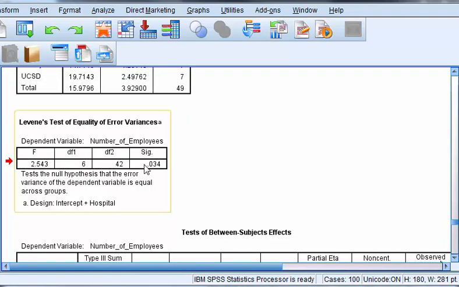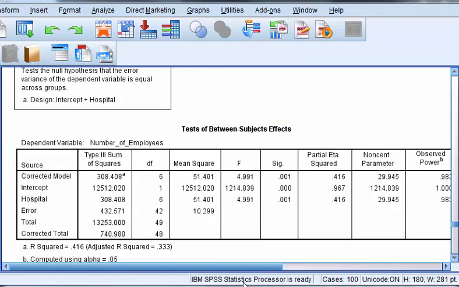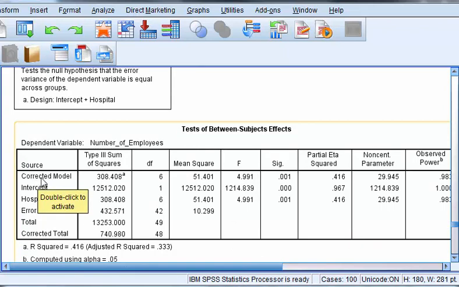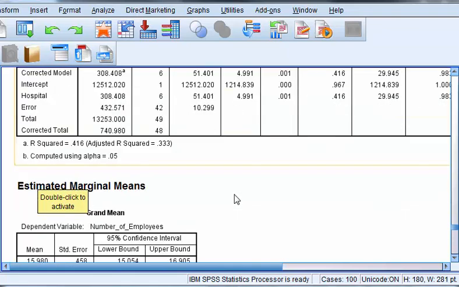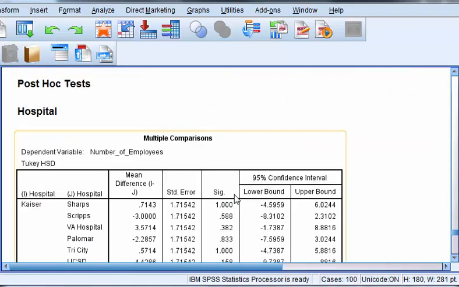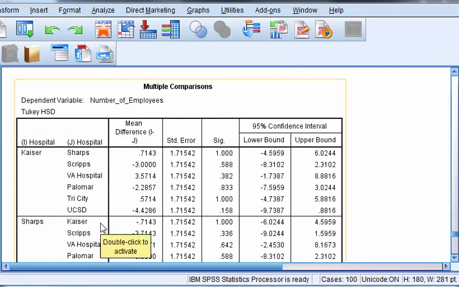Next, it did violate the assumption of homogeneity of variance. In other words, the variance of the 7 different hospitals is not the same, and it violated. But we're going to run it anyway. And here is our source of variance box, corrected model, 0.001. Boom. So there is a significant difference in there somewhere. And let's find out where.